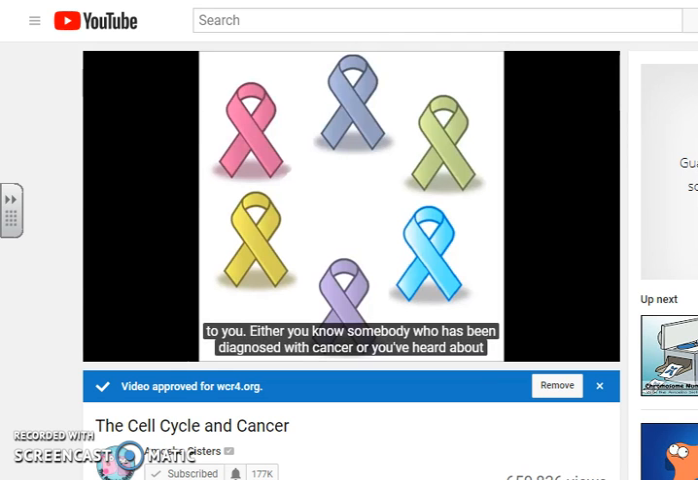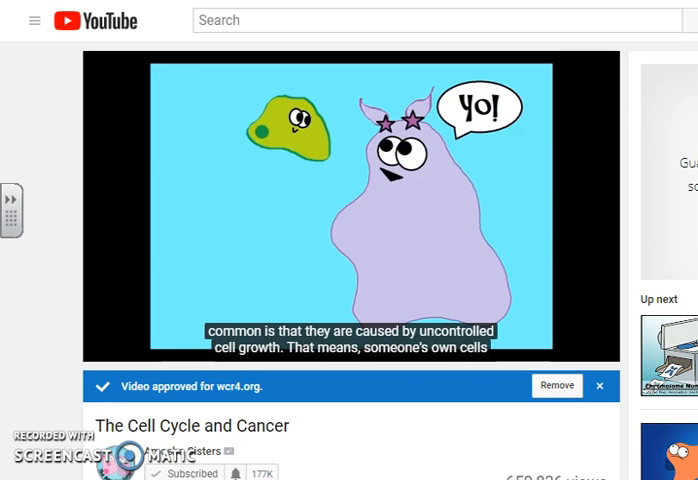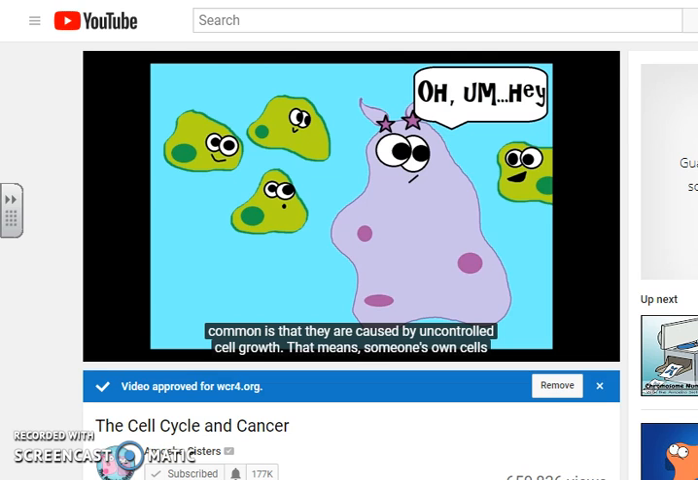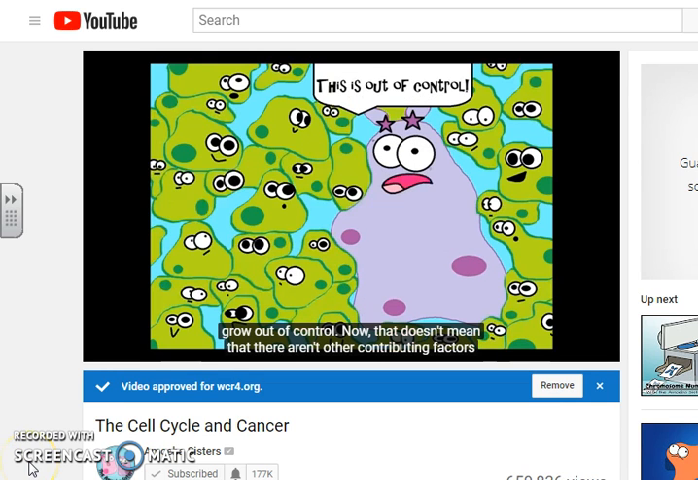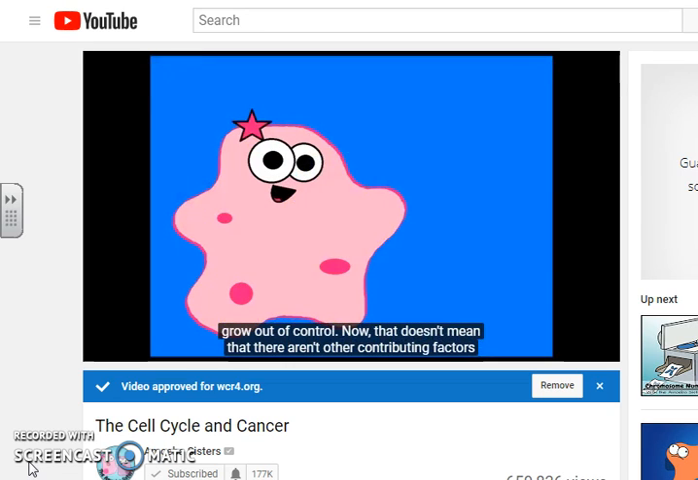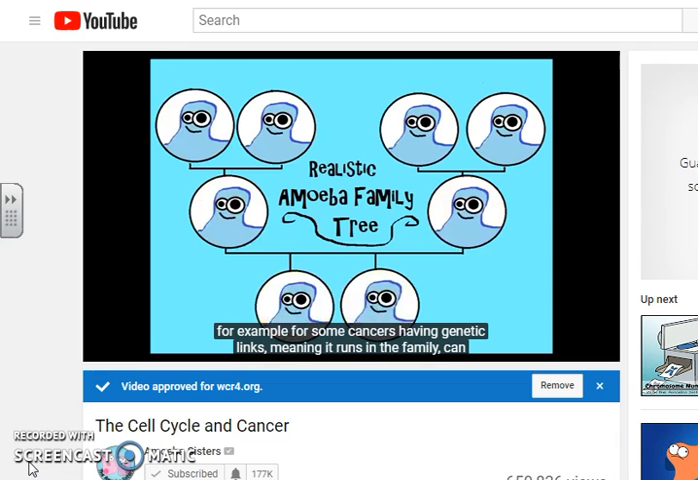Either you know somebody who's been diagnosed with cancer, or you've heard about it on the news. There's many different types of cancers, but one thing they all have in common is that they are caused by uncontrolled cell growth. That means somebody's own cells grow out of control. Now, that doesn't mean that there aren't other contributing factors. For example, for some cancers, having genetic links, meaning it runs in the family, can make somebody more likely to develop it.